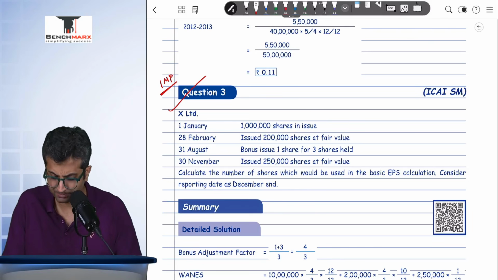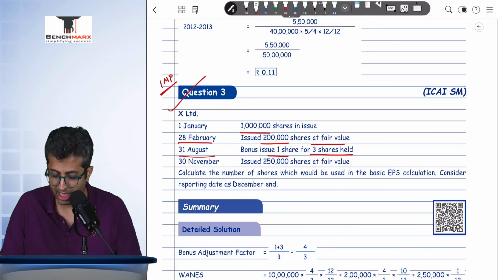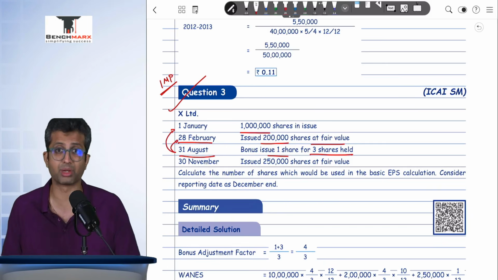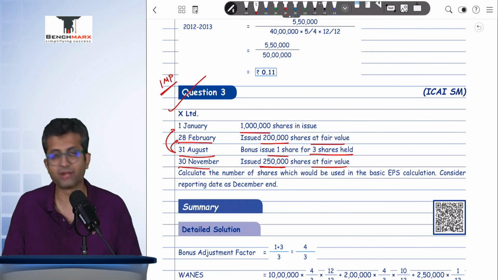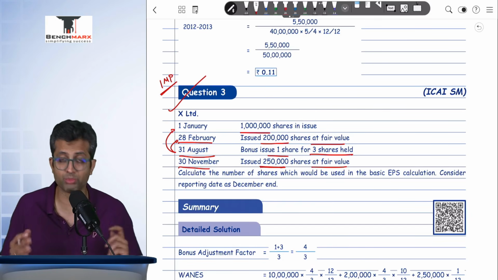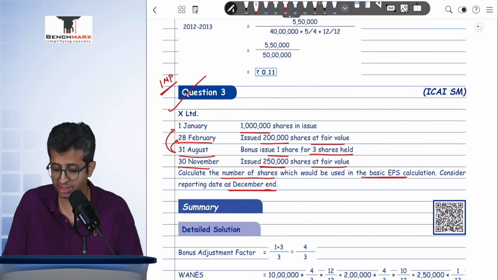So question number 3. On 1st January, there were 10 lakh shares in issue. On 20th February, the company issued 2 lakh shares at a fair value. And on 31st August, there was a bonus issue of 1 share for every 3 shares held. Remember, these will be given on all the shares which were issued as well as outstanding prior to the date of bonus. And on 30th November, we issued 2,50,000 shares at fair value. Do you think they will be entitled to any bonus shares? No, because they are after the date of bonus. Calculate the number of shares which would be used in the basic EPS calculation. Consider the reporting date as 31st December year end.